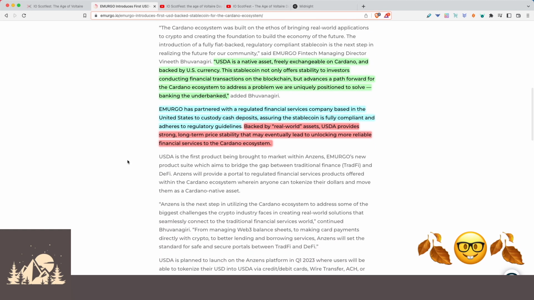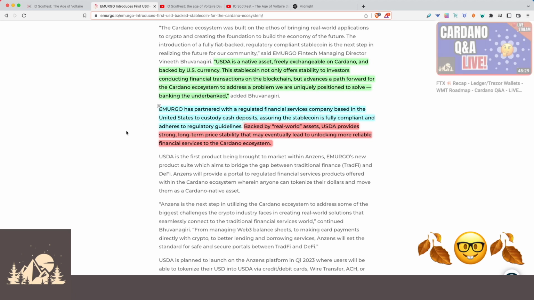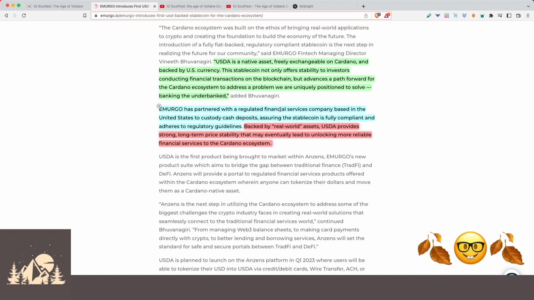So a lot of people were wondering how this is going to come together. Emurgo has partnered with a regulatory financial services company based in the United States to custody the cash deposits, assuring that the stablecoin is fully compliant and adheres to regulatory guidelines. And this is a big one, because with everything we've been hearing about FTX and how a lot of the money people thought was there wasn't actually there, it's going to be really important to know there's actually some regulation that's assuring that the stablecoin is fully compliant and that it is actually pegged and backed the way that we think it is. Backed by real-world assets, USDA provides strong, long-term price stability that may eventually lead to unlocking more reliable financial services to the Cardano ecosystem.